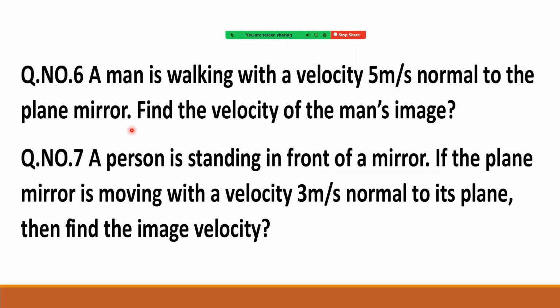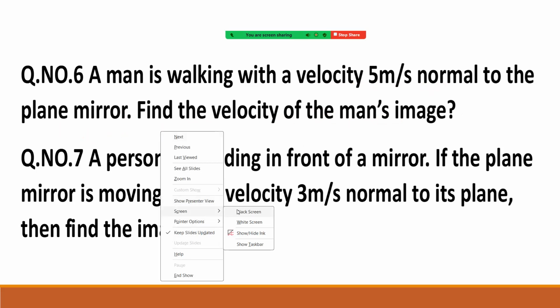Say first one, a man is walking with a velocity 5 meters per second normal to the plane mirror. Find the velocity of man's image. Okay. So here mirror is not moving, only person is moving. His velocity given normal to the plane mirror. See once how we are solving this one.